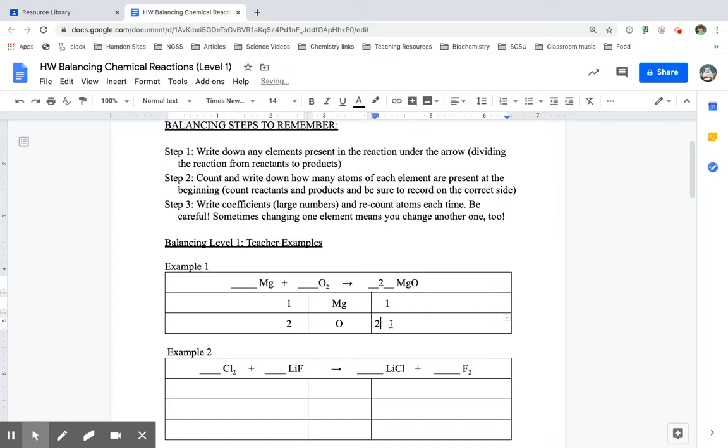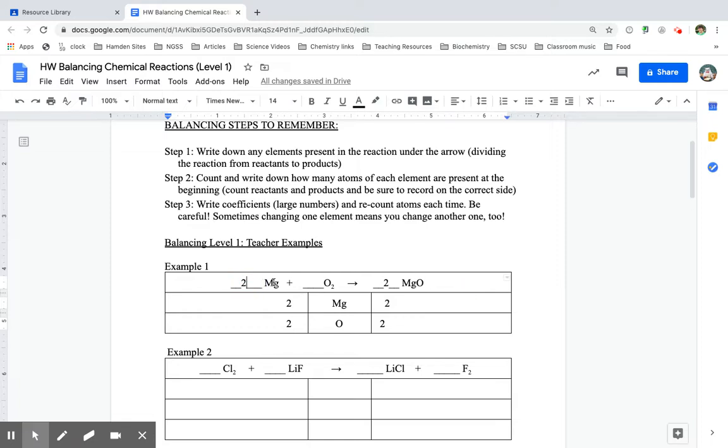Two oxygens there. But it also changed the magnesium because that 2 goes to everything on that side. So I changed my magnesium to 2. Okay, now my oxygens are balanced just by putting in a 2 there, but it messed up the magnesiums. Drat. So that means I need to go back to this side and fix it. I have 2 over here, so I need 2 over here. So I'm going to put a 2 in front of that magnesium, and that changes the magnesium total count to 2. Go back and double check.